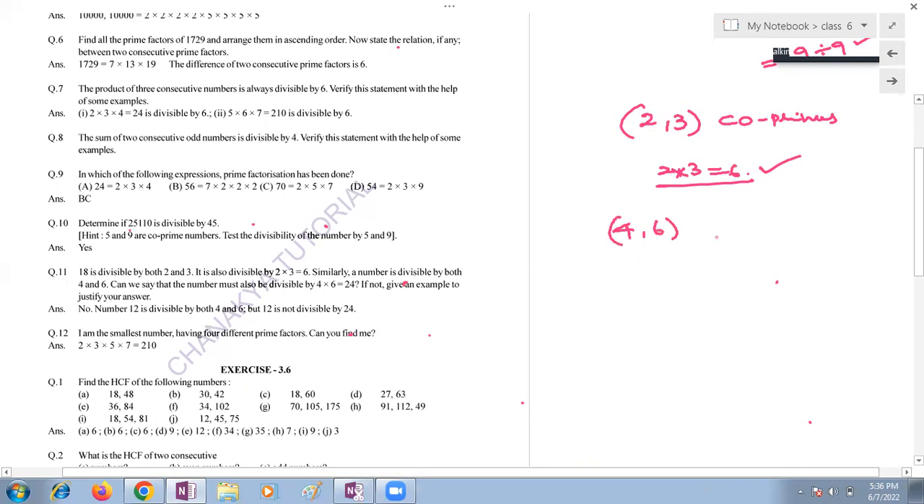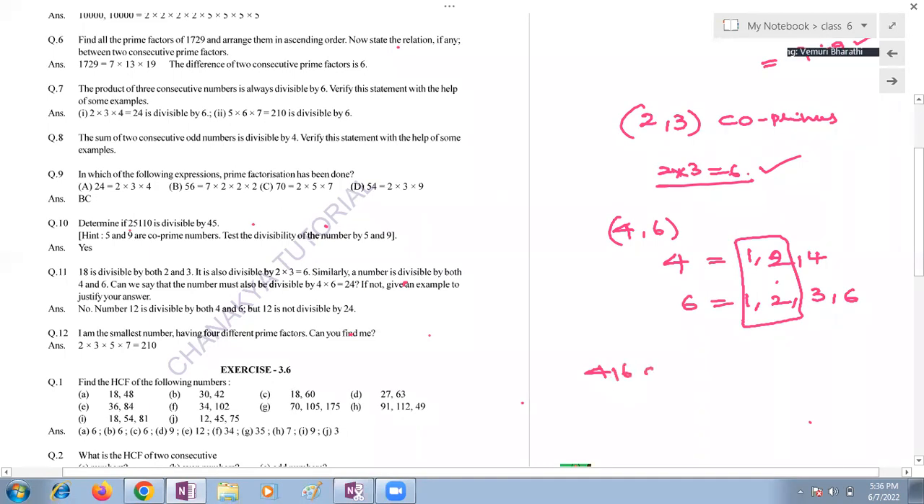Coming to 4 and 6. Are they co-primes? No, ma'am. Very good, they are not co-primes. What are the common factors? 1 and 2 are the common factors, so 4 and 6 are not co-primes. So we cannot multiply these two numbers to make a divisibility rule. So it is wrong, children.